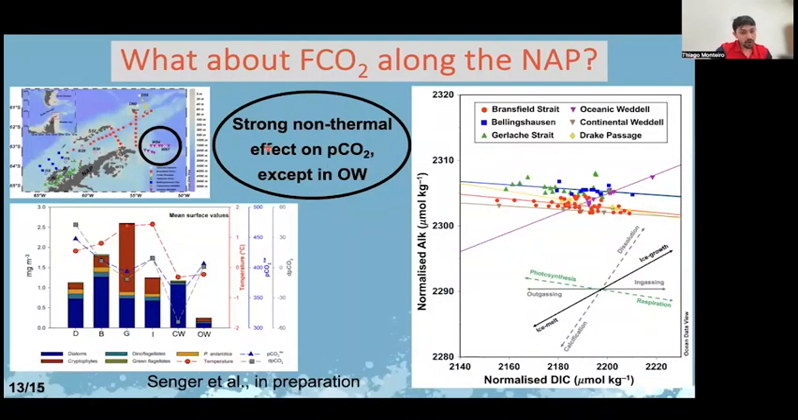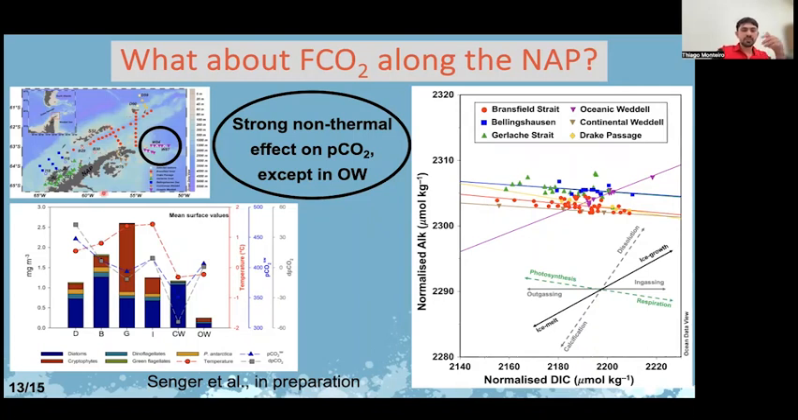And now we have some work in preparation. This is very preliminary results from a colleague here, with whom I'm collaborating, where we are trying to describe the biogeochemical, not provinces, but the biogeochemical regions along the Northern Antarctic Peninsula in terms of the CO2 fluxes, and what processes drive the differences among these regions.